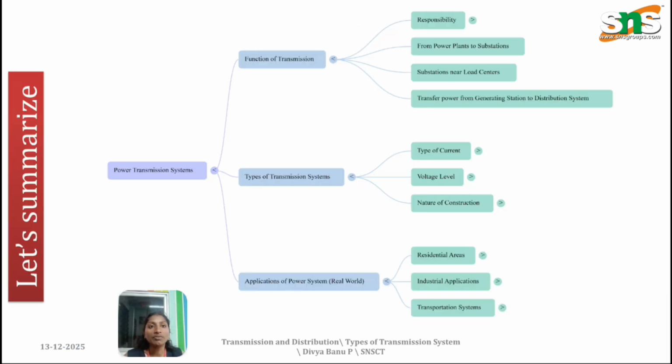In this video, we clearly discussed the transmission system, the function of transmission and the types of transmission systems: types of current, voltage levels and nature of construction, either overhead or underground. The function of transmission is to carry power from the power plant to the substation, and from the substation to the load centers, which transfers power from the generating station to the distribution station. The applications are mainly residential areas, industrial applications and transportation systems.